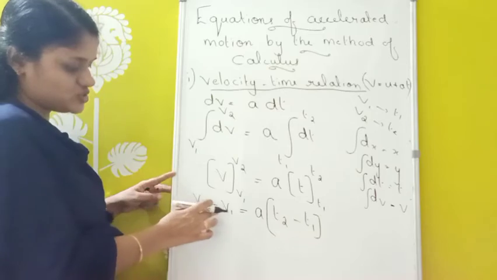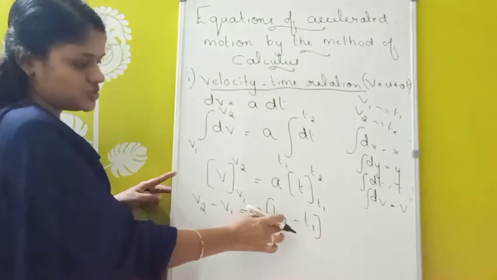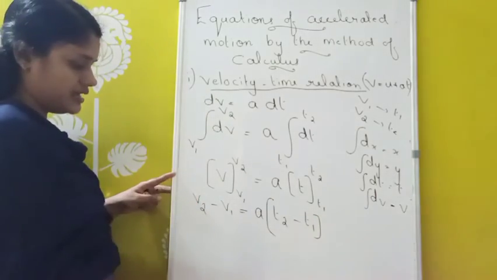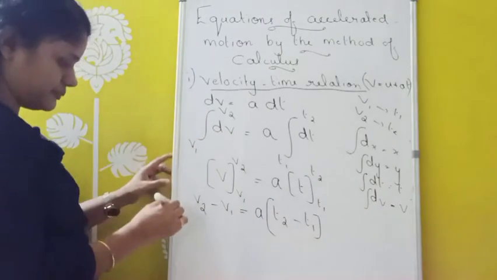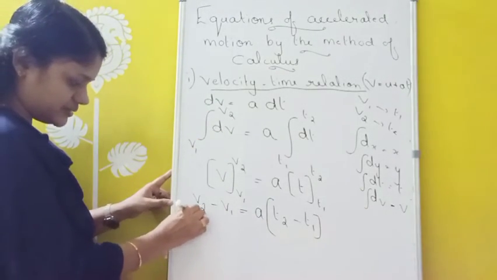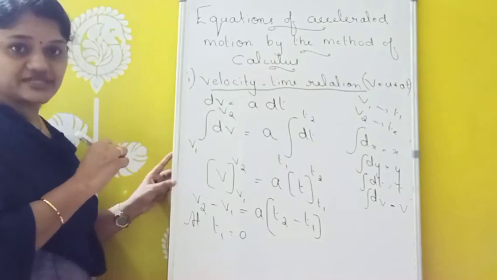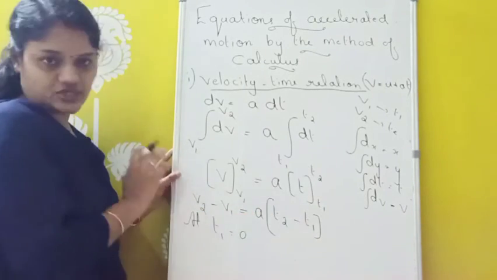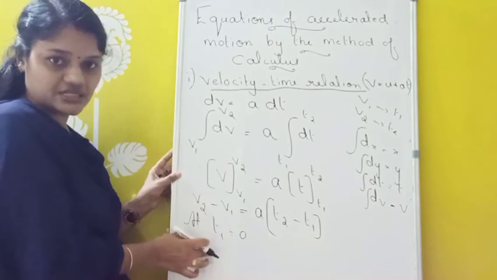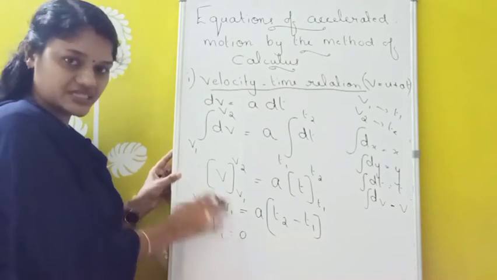Okay. So V2 minus V1 equals A into T2 minus T1. Now suppose at time T1, the initial time, we are taking 0. So the initial, starting time I am taking as 0. So at T1 equals 0, that means the starting time is taken as 0.